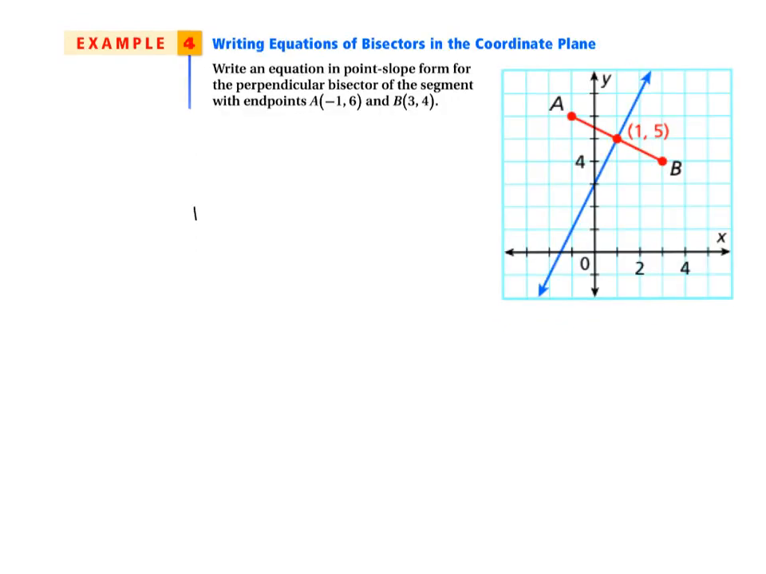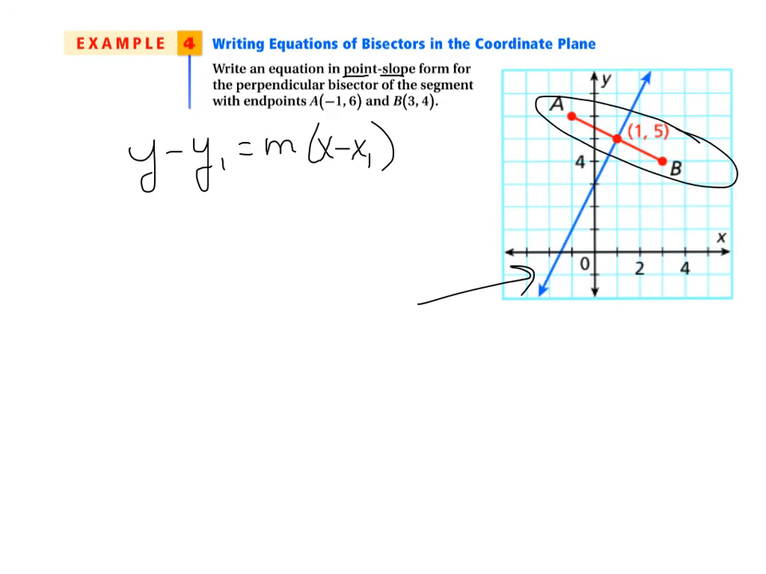Our last example. Write an equation in point-slope form. Now remember, point-slope form is this. For the perpendicular bisector of the segment with the endpoints of (-1, 6) and (3, 4). Now I've already graphed this for you. You won't have graphs done for you. But I want to write the equation of that line. That's all I want, is the equation of that line. So the two things I need to know for point-slope form are the point and the slope. So let's start with the point.